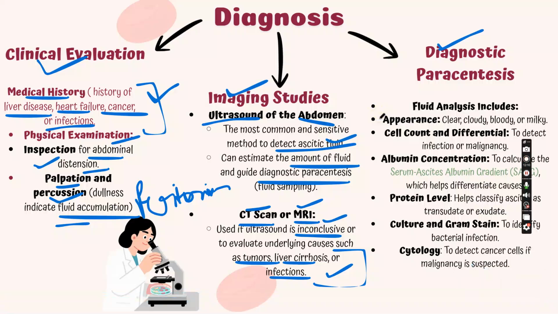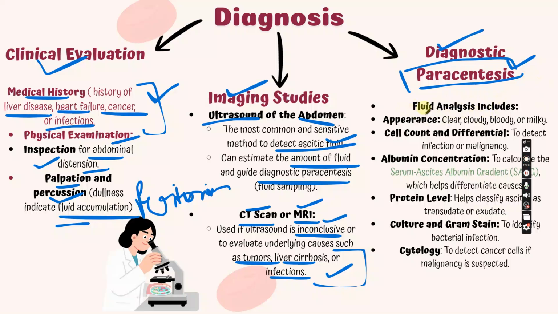So we'll go for the CT scan or MRI if we are not able to do ultrasound. And then there is diagnostic paracentesis. So what actually is paracentesis? We insert a sterile needle in the patient's abdomen. I'll explain paracentesis further in detail in the next slide.